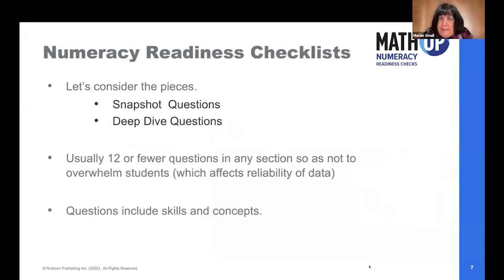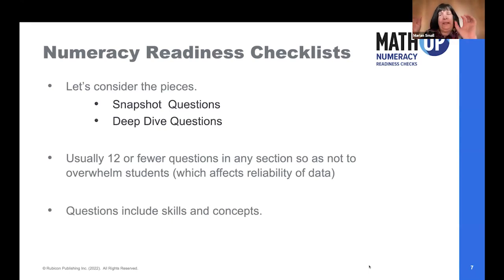There are two kinds of readiness checklists. So let me talk to you about both kinds. One of them is called a snapshot. So what it does is, I thought about what kids, for example, going into grade 3, should bring from grade 2. Like, what are the most important things I want to know about what they're bringing from grade 2?